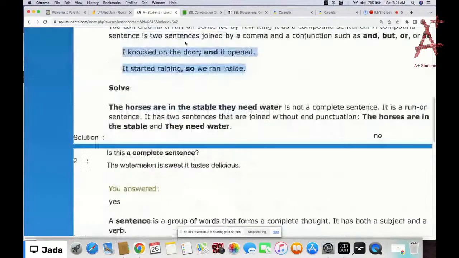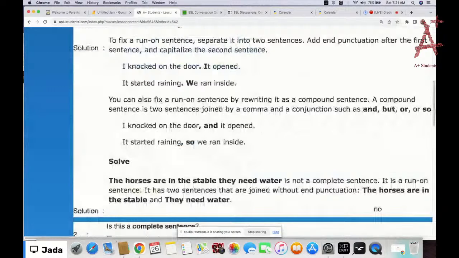And then, to fix a run-on by rewriting it as a compound sentence. When it comes to the comma, you can fix it by rewriting a compound sentence. A compound sentence is two sentences joined by a comma and a conjunction, such as and, but, or, so.